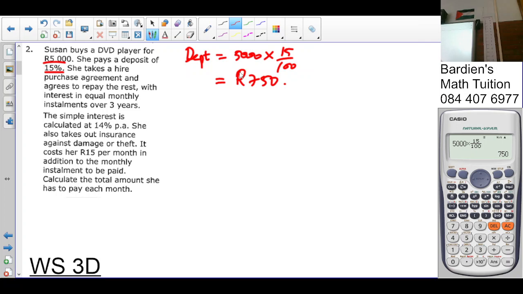She takes out a hire purchase agreement to repay the rest. The rest is going to be your principal amount for the formula. So how do you work out the principal? It's 5,000 minus the deposit of 750. Work it out fast. Where's your calculator, Michael? Right, so what do we get?